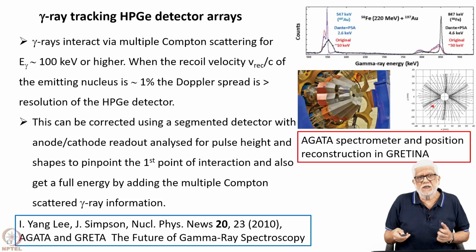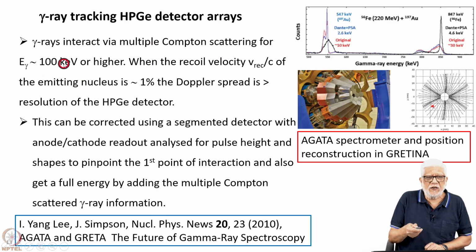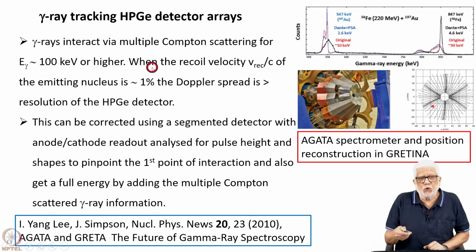Then the latest in this business is the so-called gamma ray tracking high purity germanium detectors, because gamma rays interact via multiple Compton scattering in germanium detectors, for energies of the order of 100 keV or greater. For lower energies, of course, the photoelectric effect dominates and the whole energy is deposited in just one go. Whereas for higher energies, there can be multiple scattering, and so you don't know where it interacted from. And this is especially important when you have a Doppler profile to the gamma ray peak.